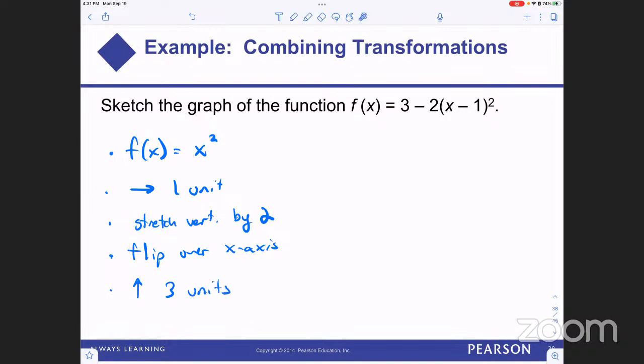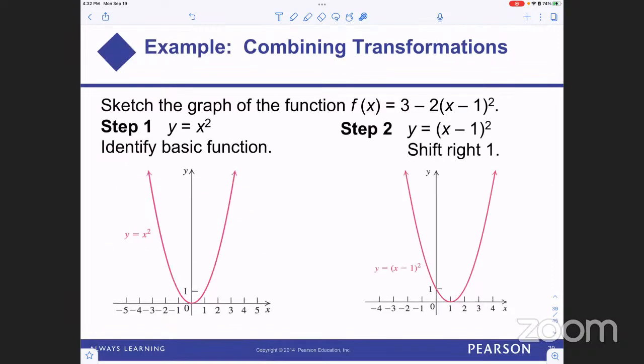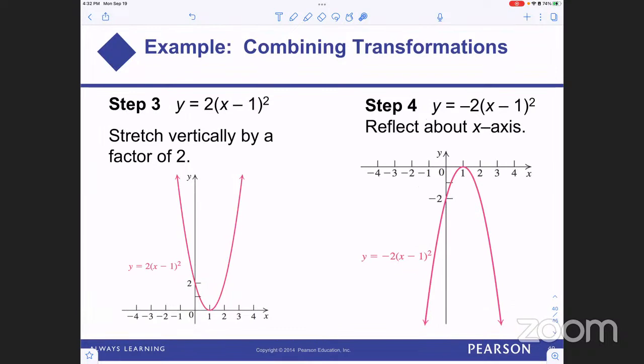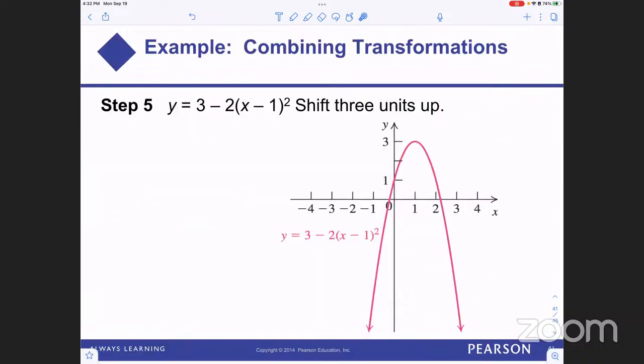Okay. So start with the U-shaped curve, go right 1, stretch vertically by a factor of 2, flip vertically, and then go up 3. So we start with a U-shaped curve, a parabola with the vertex at the origin. We went right 1, stretched vertically by a factor of 2. So the x value stayed the same, but the y values got multiplied by 2. And then we reflected about the x-axis. And then I think we said go up by 3. You get an image like this, all right?